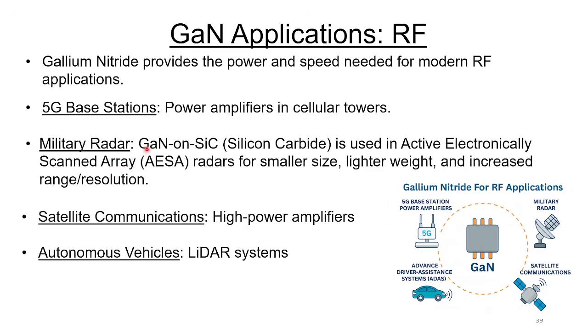Military radar. Right now, gallium nitride on silicon carbide is being used in the active electronically scanned array, that's AESA radars, for smaller size, lighter weight, and increased range and resolution. By the way, this is the type of radar used with the Patriot missile right now. The last two topics are satellite communication for higher power amplifiers, and we've already mentioned for autonomous vehicles, you have LiDAR systems.